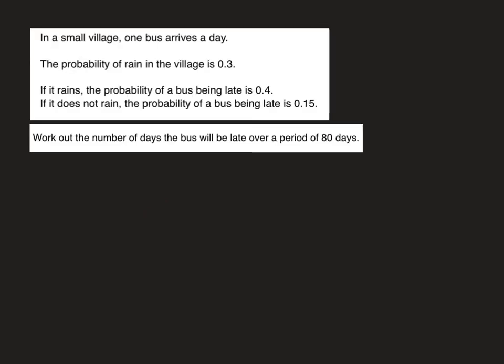Right, another. So in a small bus, 1 bus arrives a day. The probability of rain in the village is 0.3. If it rains, the probability of a bus being late is 0.4. If it does not rain, the probability of a bus being late is 0.15. Work out the number of days the bus will be late over a period of 80 days.